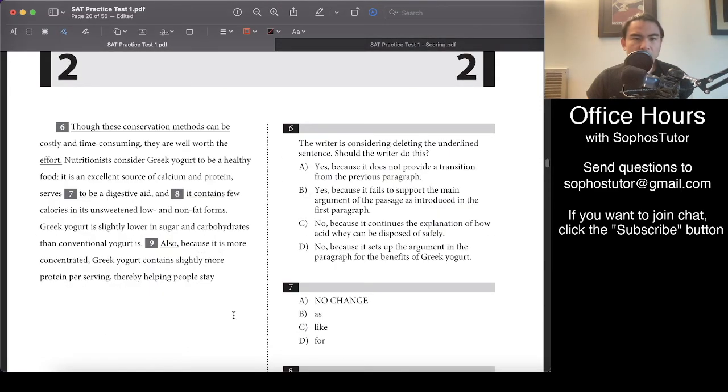Though these conservation methods can be costly and time-consuming, they are well worth the effort. Okay, question 6 here. The writer is considering deleting the underlined sentence. Should the writer do this?